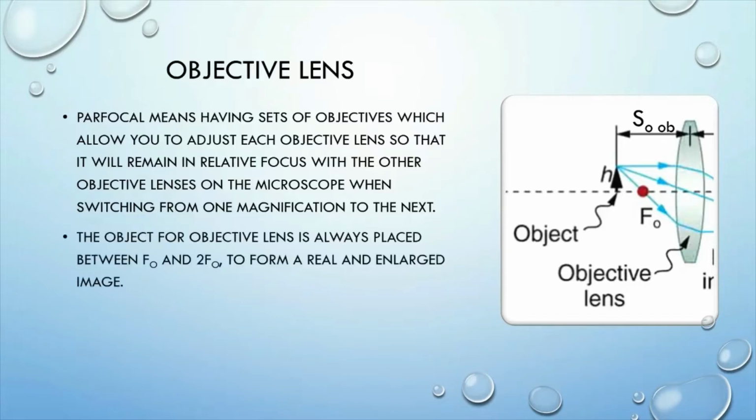The object for the objective lens is always placed between the FO and 2FO. 2FO means 2 times FO. So the distance from 2FO to the lens equals 2 times the distance from FO to the lens, where FO is the focal point of the objective lens. So the object must be placed around here to form a real and enlarged image.